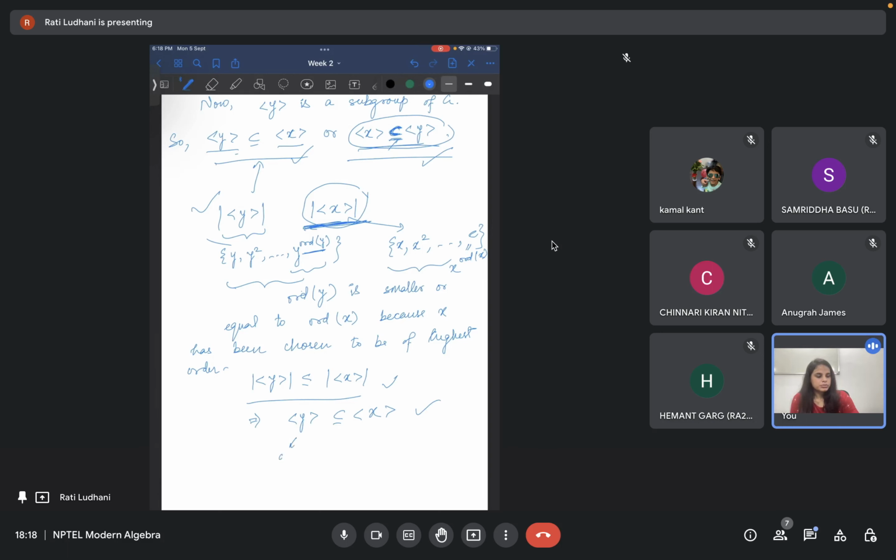Since y is chosen to be any arbitrary element, maybe it is better to write it in this form. What does this imply? That this set is contained in this subgroup. That means y belongs to this set, because we are saying this set is contained in the set x, x square, and so on. That means y, which is here, must be from this. That means y belongs to the subgroup generated by x.